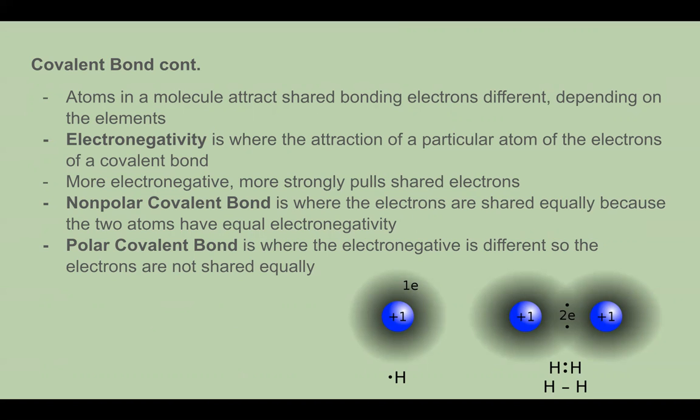Now, this affects nonpolar covalent bonds, and this is where the electrons are shared equally because the 2 atoms have equal electronegativity. Now, the opposite of that is a polar covalent bond, and this is where the electronegativity is different, so the electrons are not shared equally and are pulled to one side. Here you can see with the hydrogen, it has 1 electron and 1 proton, the 2 bond, now it's sharing 2 electrons, and that is a single bond because it's 2 electrons. Here it is shown with dots, but it also, like before, can be shown with a line.